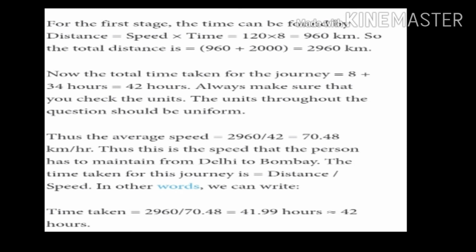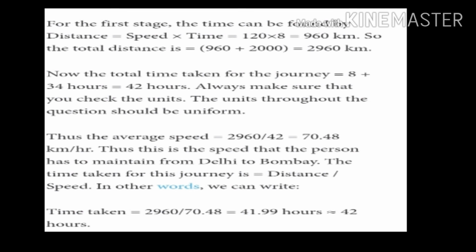One thing is to always make sure that you check the units. The units throughout the question should be uniform. So in the first case, we get our average speed, which is 2960 upon 42 hours. We get here 70.48 km per hour. This is our average speed for the first case.